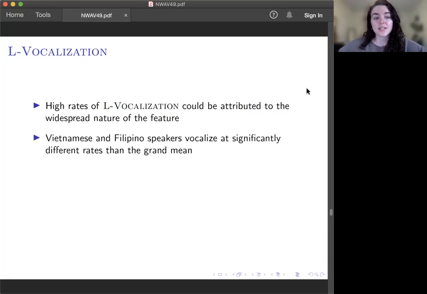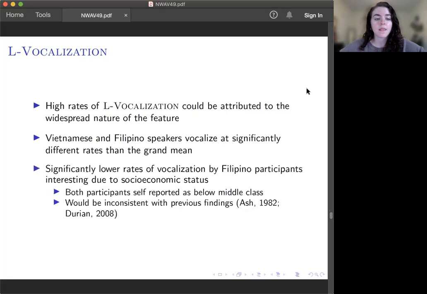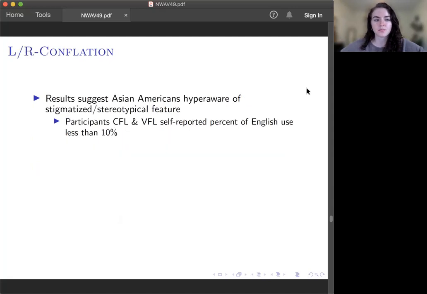We did find some ethnicity differences. So Vietnamese and Filipino speakers vocalize at significantly different rates than the grand mean. And the significantly lower rates of vocalization by Filipino participants are particularly interesting due to their socioeconomic status. Both participants self-reported as below middle class, which would be inconsistent with previous findings that have suggested that lower SES corresponds to higher rates of L vocalization, whereas we find the opposite.